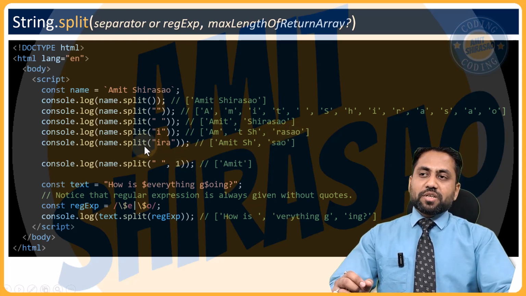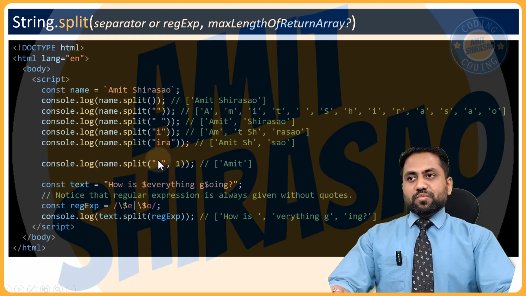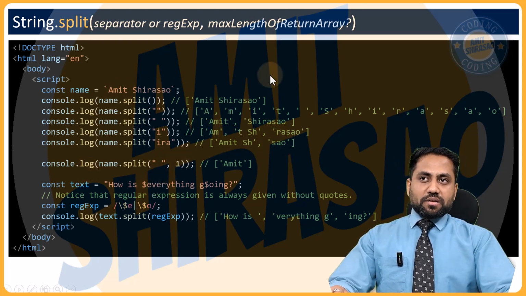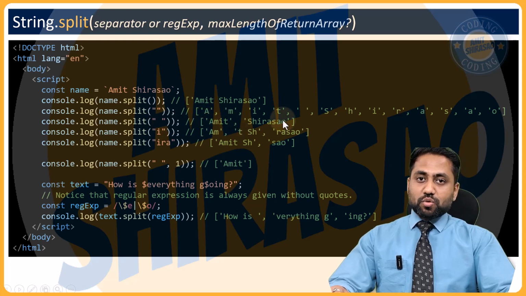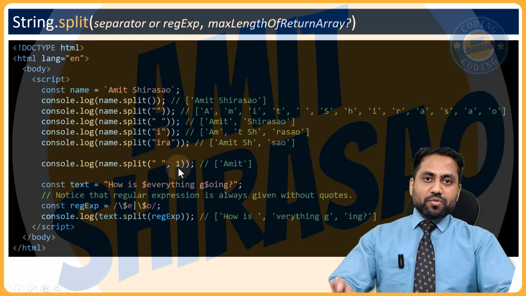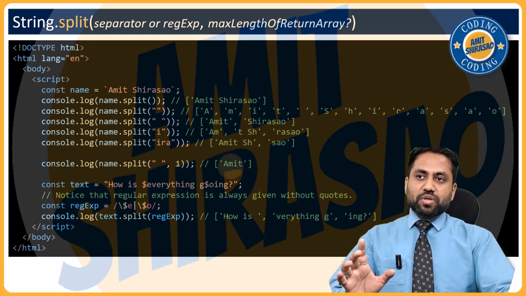Got the idea? Similarly, if I split using IRA, then IRA occurs only here. So everything before that and everything after that are two different elements of the array. Now, if I say split using a space, but let the maximum length of the array be just 1. When I did that here, it gave me an array having Amit and Shirasao. These are two elements in the array. But here I said the returned array should have only one element. That means it should have length 1. So it is giving me only Amit.